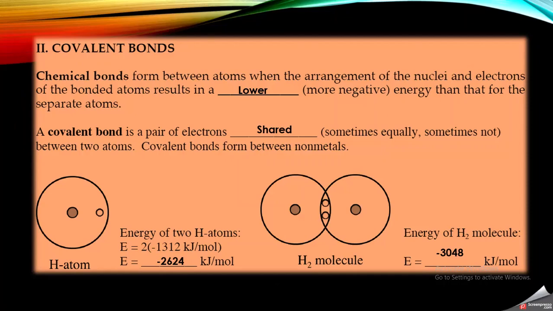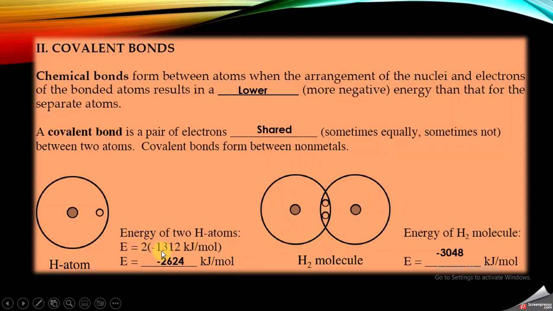So basically, when two hydrogen atoms come closer towards each other, a covalent bond is formed. And what is a covalent bond? A covalent bond is formed when two electrons are shared between two hydrogen atoms. So here you can see one of the hydrogen atoms, and when they come closer towards each other, the two electrons are shared between the two hydrogen atoms.